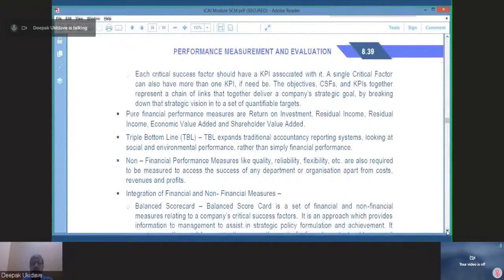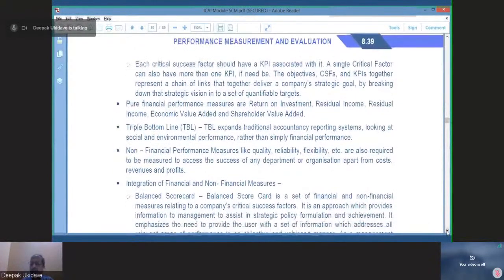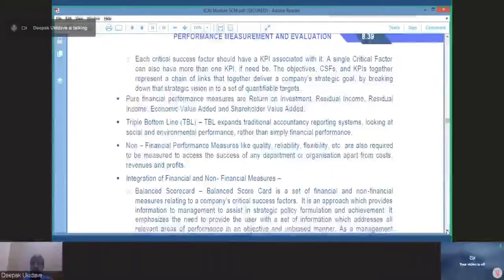Then we discussed performance indicators in terms of financial measures, namely ROI, residual income. Residual income is repeated twice. Economic, that is a typo error. So economic value added and shareholder value added, where you take into account cash flows, right, and cash profit and not the book profit. Cash profit over the years is converted into present value by applying the discounting factor.